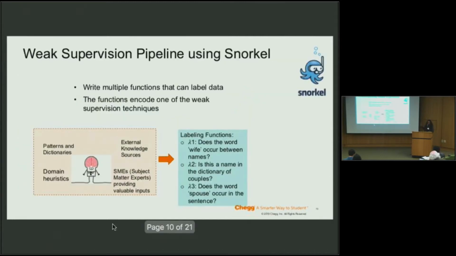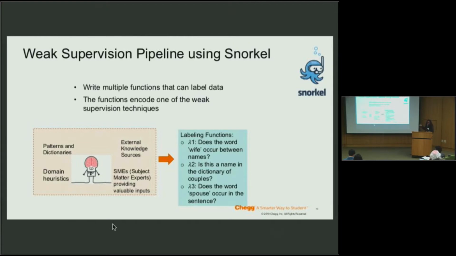So I'll go into some detail about what this pipeline looks like. The first part of the pipeline is where you have a subject matter expert telling you, okay, if this is the task, these are some things that I look for in the document. Maybe your subject matter expert is someone from biology or linguistics, and they have a lot of domain knowledge, and what they're trying to do is put their expertise into some kind of rules. And then we build these labeling functions using those rules.